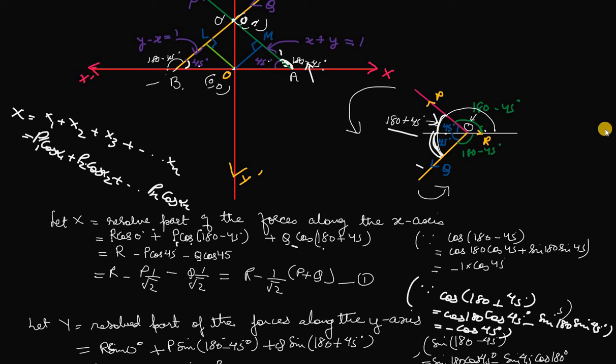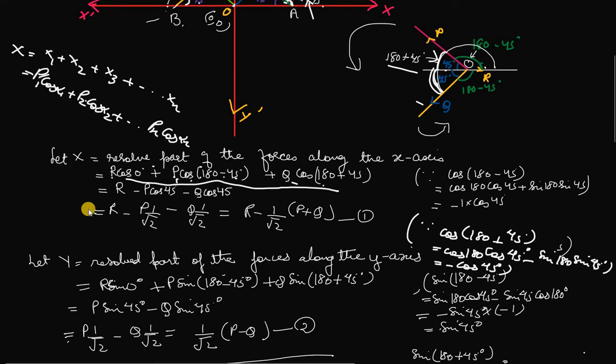That's why in the notes that I have given you, I'm writing R minus P cos 45 minus Q cos 45. And how do we get this? It is because alpha 1 is 0 degree, alpha 2 is 180 minus 45, and alpha 3 is 180 plus 45. Cos of 45 is 1 by root 2. So you have R minus P into 1 by root 2 minus Q into 1 by root 2, which is equal to R minus 1 by root 2 into P plus Q.